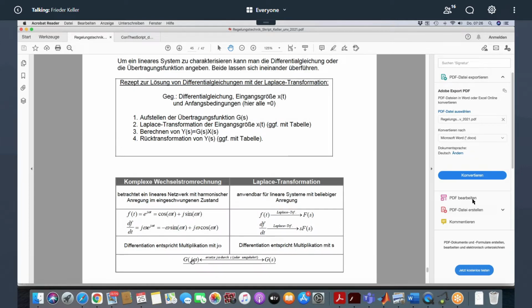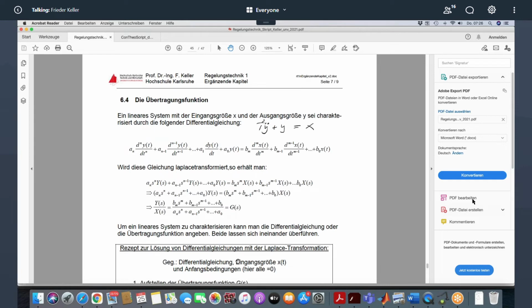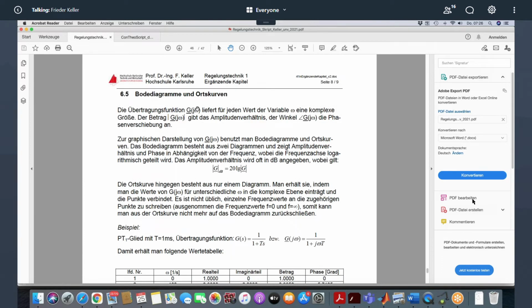And here we have also mentioned that g of j omega we can obtain by replacing s by j omega. And it is stated that the absolute value gives us the gain, or the amplitude ratio, and the phase shift.